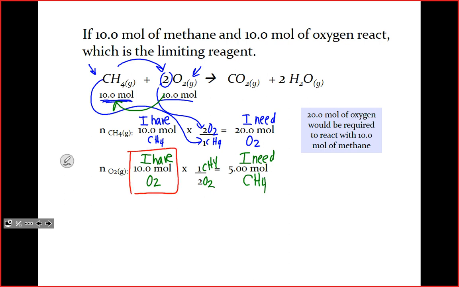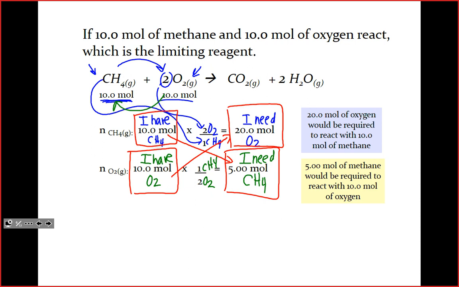Now, this is what you have to do in order for this all to come together. I actually put squares in my work because I want to make sure I don't make a mistake. So look at what happens. This is the beauty of chemistry, kiddos. I have 10 moles of methane. How many moles of methane do I need? I only need 5. I have 10 moles of oxygen. How much do I need? I need 20 moles of oxygen. So this is what we have to think about.